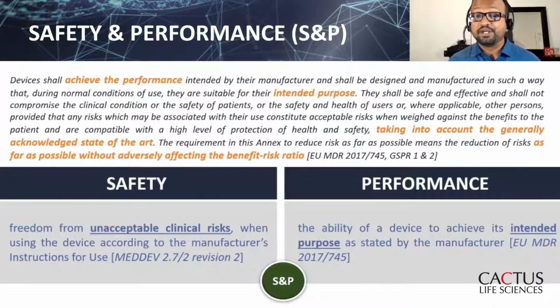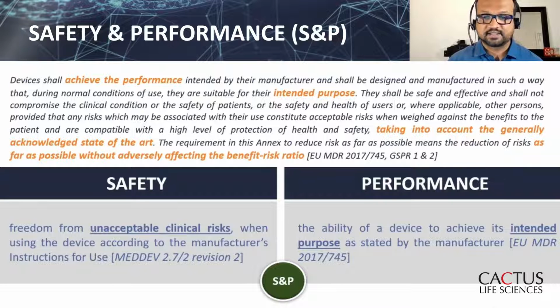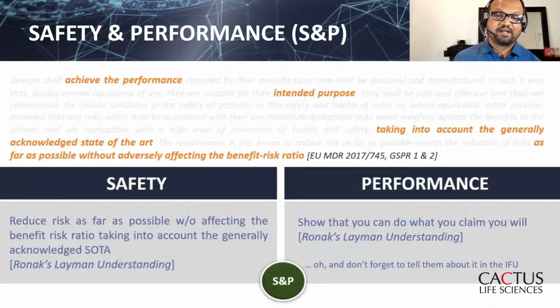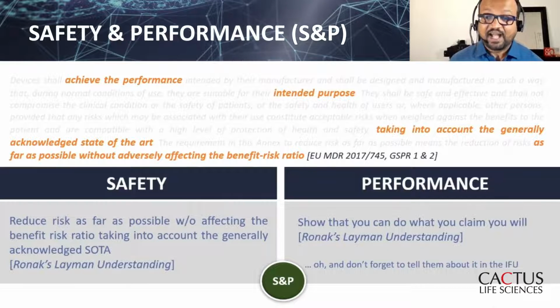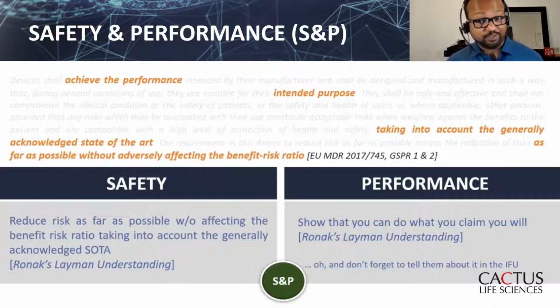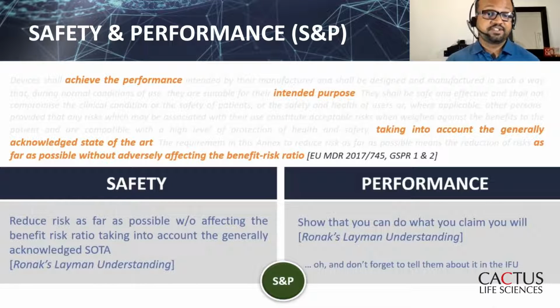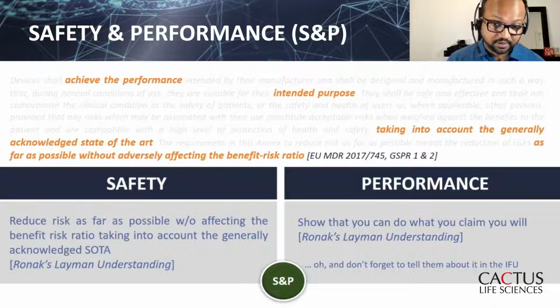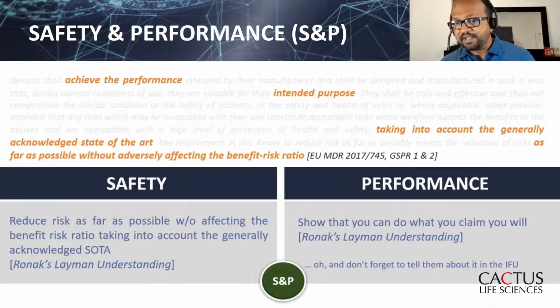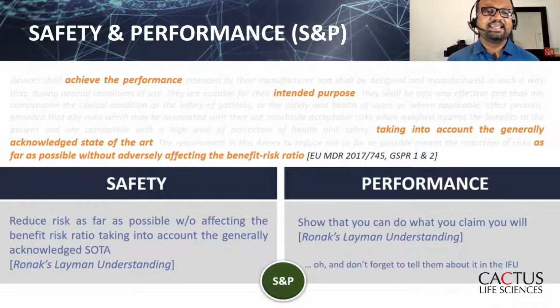GSPRs 1 and 2 do a good job putting all this together and setting the high-level expectation for any risk management process. And you can read these requirements on this slide. But if you allow me to summarize in my layman's version, I come to understand these specific terms and these requirements as, while it is important that the device does what you claim it will do, risk shall be reduced as far as possible without adversely affecting the benefit-risk ratio and taking into account the generally acknowledged state of the art.